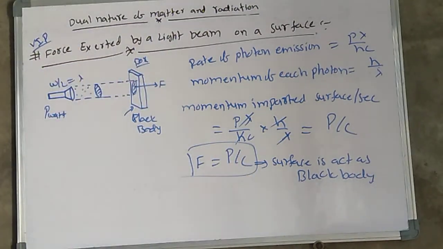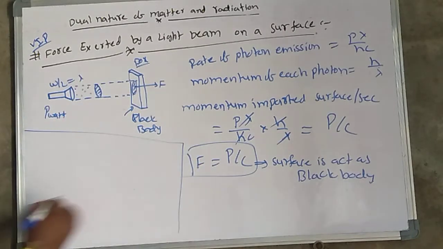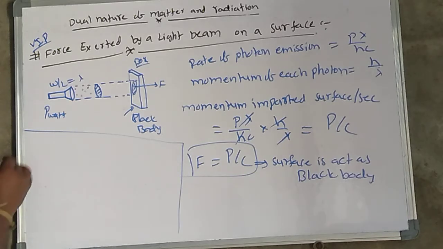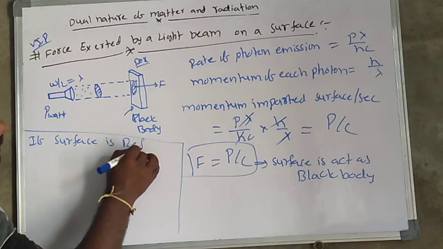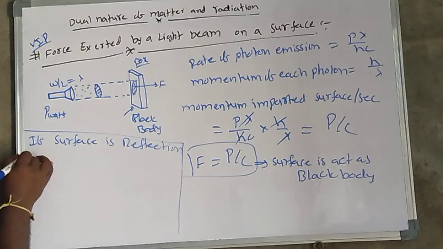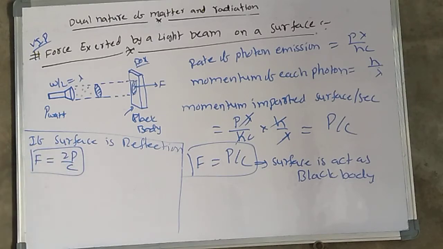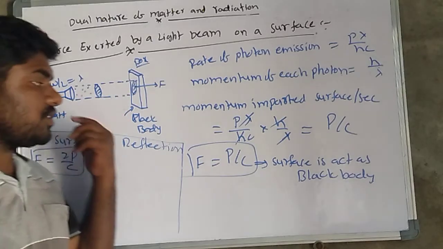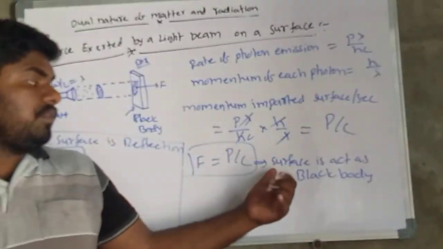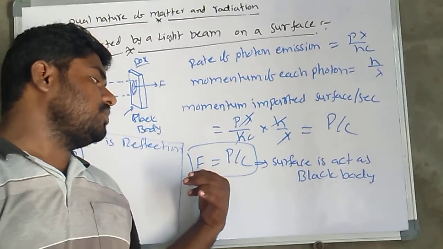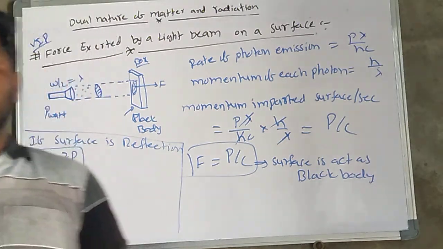If the surface is reflecting, in this case also the force exerted is equal to 2P by c. Complete absorption means black body radiation. If they give a black body like that, the force exerted is P by c. If reflection, the force is 2P divided by c.